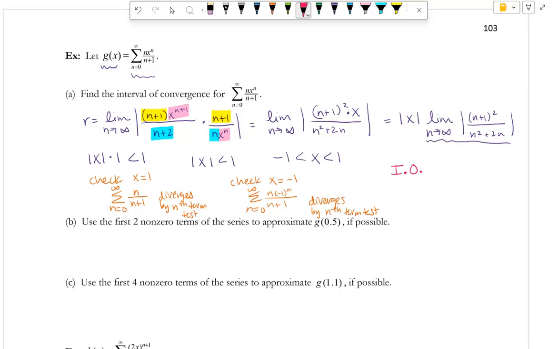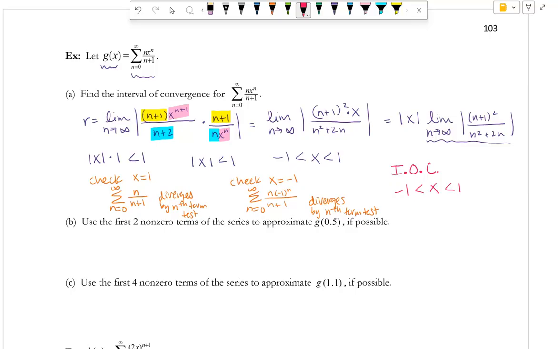We can abbreviate interval of convergence as IOC, and our interval of convergence will be all values of x between, but not including, negative 1 and 1. When we do this, it's really important that we check the endpoints. This tells us that our function and our series only agree with each other for values of x between negative 1 and 1. In part B, we're asked to use the first two non-zero terms of the series to approximate g of 0.5 if possible.